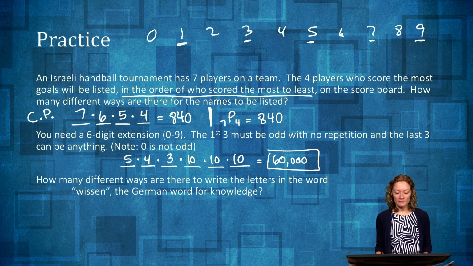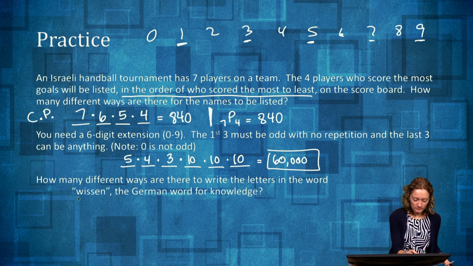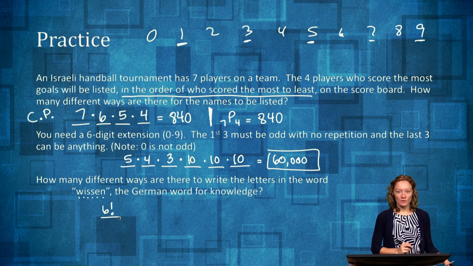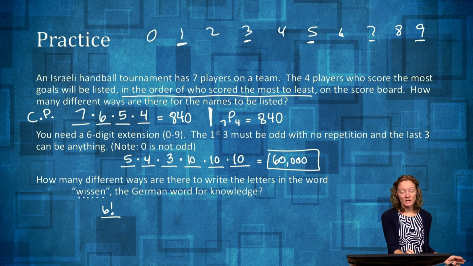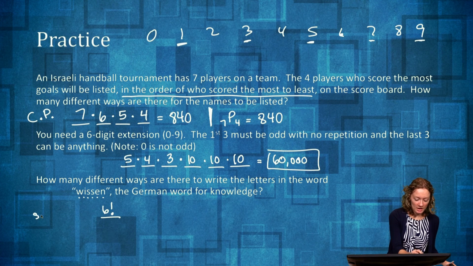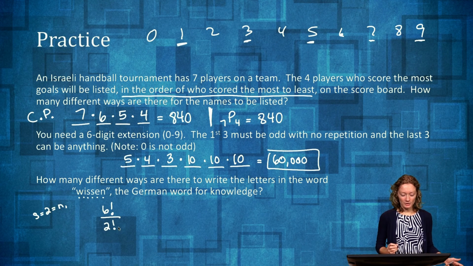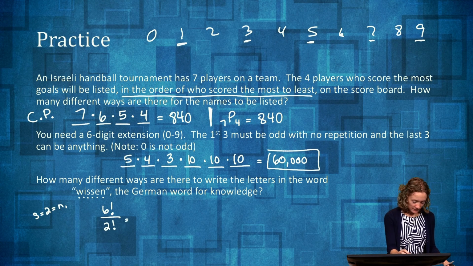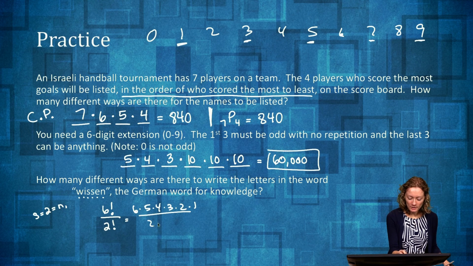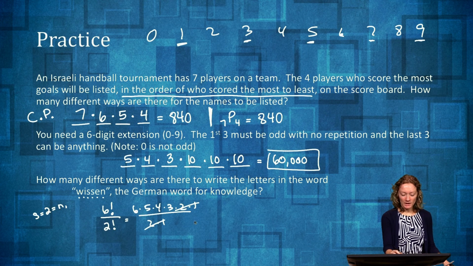Okay, and then the last question: how many different ways are there to write the letters in the word Wissen, which is the German word for knowledge? We have 1, 2, 3, 4, 5, 6 different choices. So 6 factorial divided by, we're using them all, but we have repetition amongst them. There's repetition amongst the s's. There are 2 of them. So divide out a 2 factorial. 6 factorial down the line is 6, 5, 4, 3, 2, 1. 2 factorial is 2 times 1. 2 times 1 cancel. 6, 5, 4, 3.